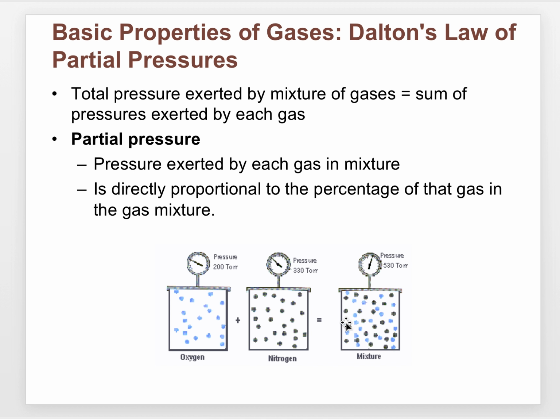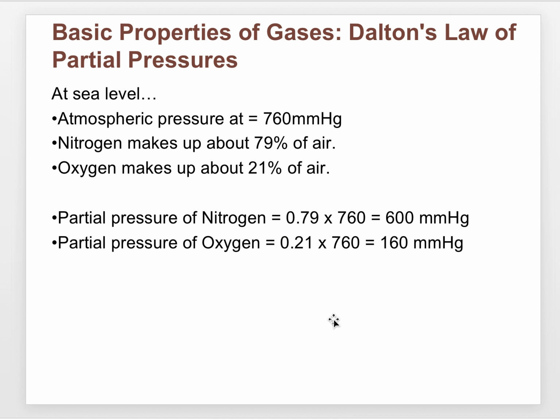Let me show you some examples of that. Atmospheric pressure is measured at 760 millimeters of mercury at sea level. Nitrogen makes up about 79% of the air, and oxygen makes up about 21% of the air. So the partial pressure of nitrogen, again, nitrogen is 79% of the air, and atmospheric pressure is 760 millimeters of mercury, so just multiply that together. 79% times 760 is 600 millimeters of mercury. That's the partial pressure of nitrogen at sea level. Partial pressure of oxygen is 21% times 760, giving a value of 160 millimeters of mercury. That's the partial pressure of oxygen at sea level.